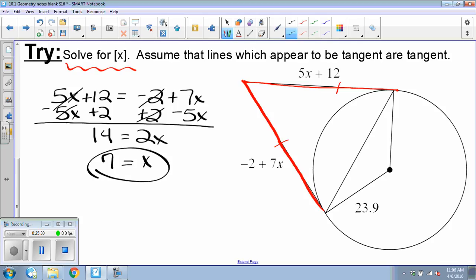Now, that is all this problem asked of us. However, it could ask for more. For example, if I did this, and then I said, then I'll find y.